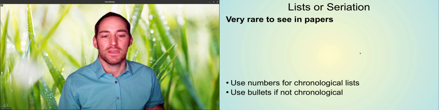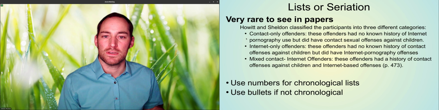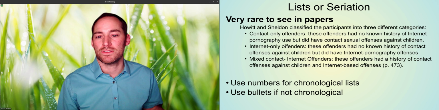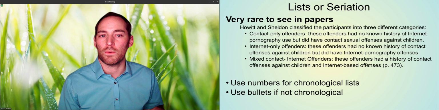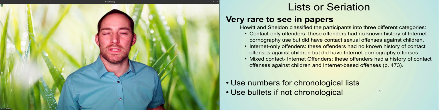So with this, use numbers for chronological lists, use bullets for non-chronological lists. So here's some examples. You've got some definitions here for type of offenders: contact-only offenders, internet-only offenders, mixed contact offenders. So this is a whole quote as well as a list. Yeah, this is an example from one paper. You probably won't use them, but in case you need to.